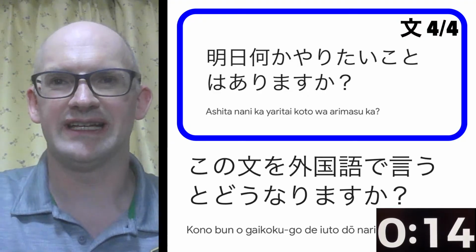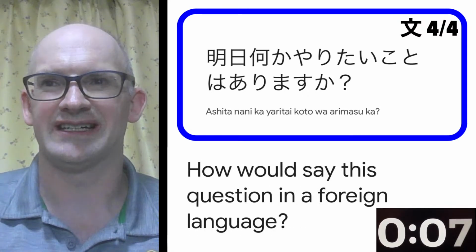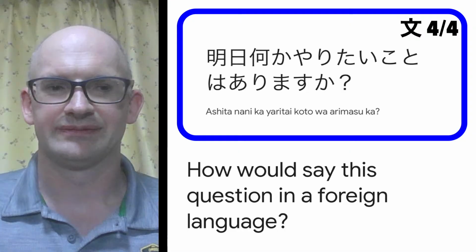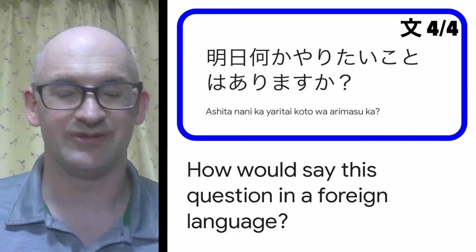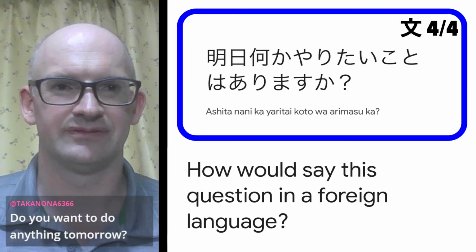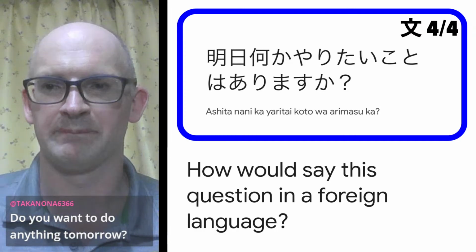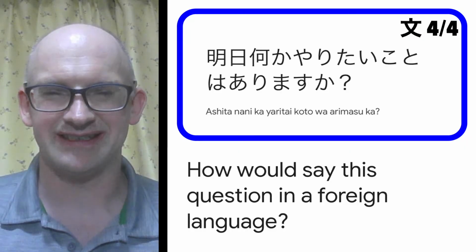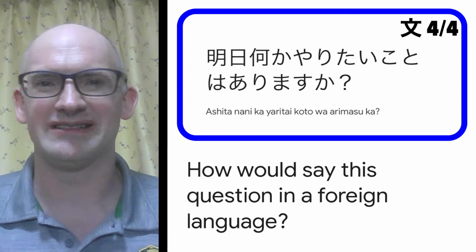How would you say this question in a foreign language? Do you have anything you'd like to do tomorrow? Is one great way to say this question. All right, Takanona says, do you want to do anything tomorrow? Great question. That's okay too. All right, well, I think the timer stopped, so I'm going to move on. But if you're still typing, please continue, and you can share this question in a foreign language anytime.